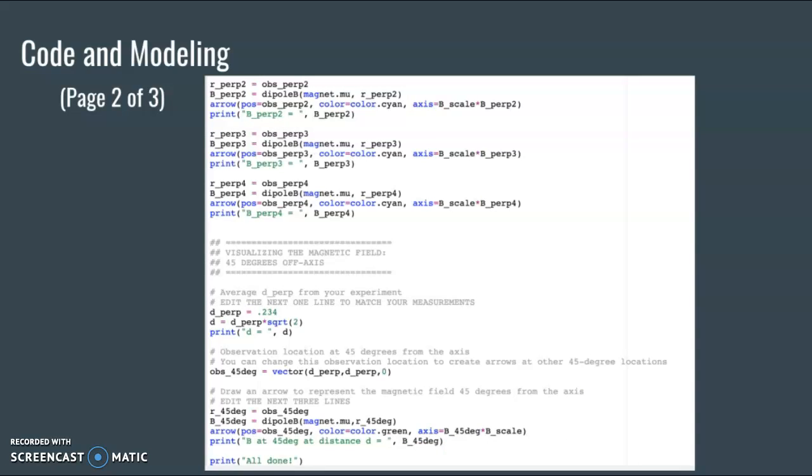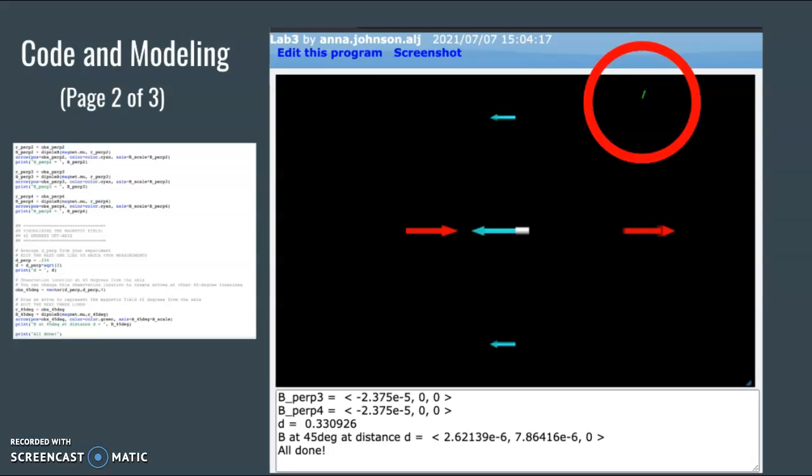And this mostly shows just the creation of the different arrows. And so this is the final visualization. So the two red arrows shown represent the on-axis magnetic field, and the 4 cyan arrows that are shown represent the magnetic field at observation locations perpendicular to the bar magnet. And then finally, I created a green arrow to represent the magnitude of the magnetic field 45 degrees from the axis. It's very small. I included that little red circle just so you can see it better because it is small compared to the other ones.